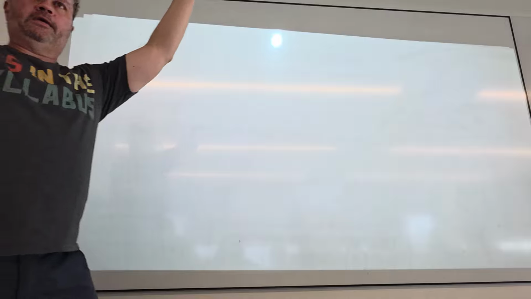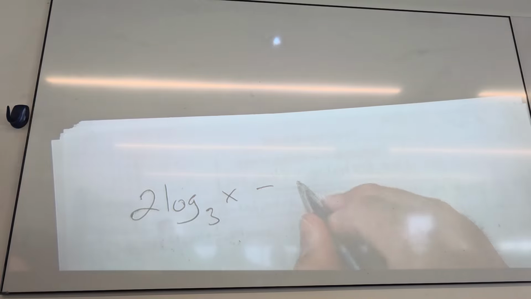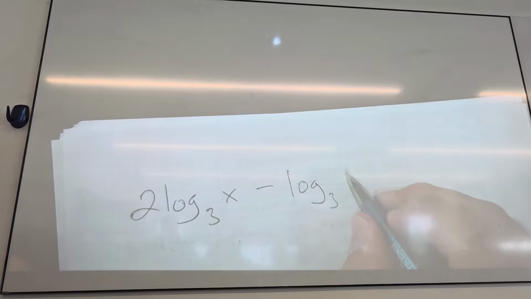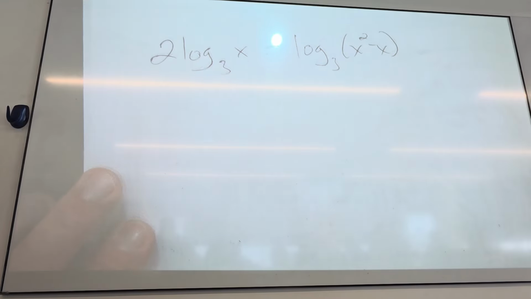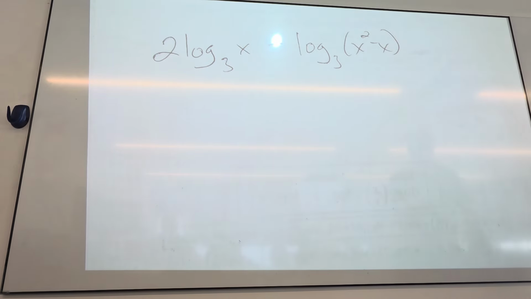Let me show you some more complicated beasts using these properties. So for example, if I have this, now, do we know a way to rewrite log base 3 of stuff minus log base 3 of stuff? Do we know when we subtract logs? Do we have a way to rewrite it?